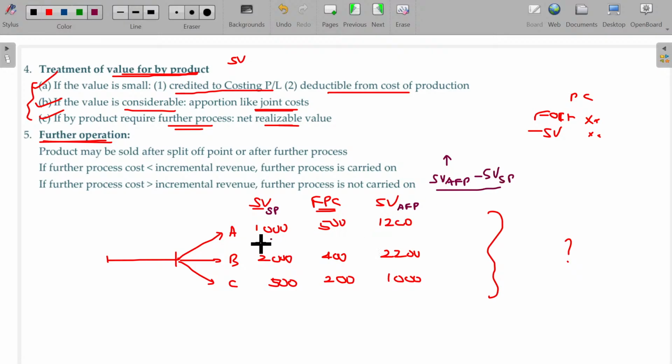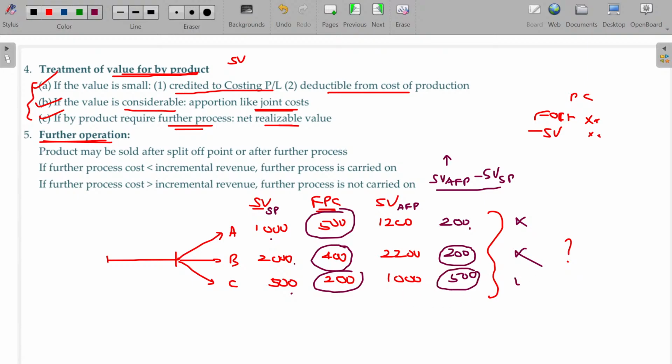1000 rupees you can sell without further process. You can sell for 1200 after further process. 200 rupees extra revenue can be generated. But here also you can generate 200 rupees excess. Here you can generate 500 rupees. By additionally spending 500 rupees, you are earning only 200 rupees. Logically not advisable. Additionally spending 400 rupees, earning incremental sales for 200 alone, logically not advisable. Additionally spending 200 rupees, but you get 500 rupees additionally, definitely you have to do.